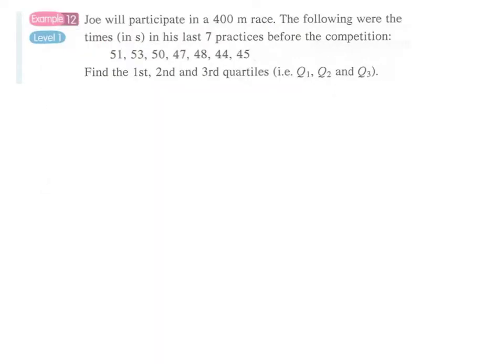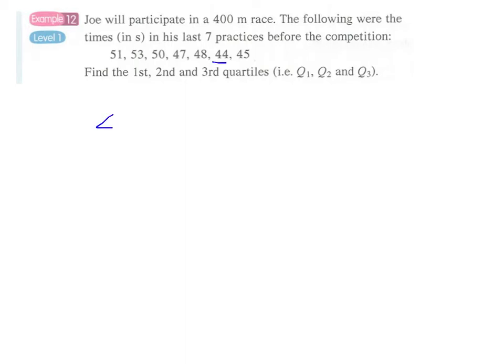And now we come to example 12. Joe will participate in the 400-meter race. The following were the times in seconds in his last 7 practices. So these are the data. Find the first, second, and third quartiles, Q1, Q2, and Q3 of the data. So of course we have to arrange or sort the data in ascending order first.